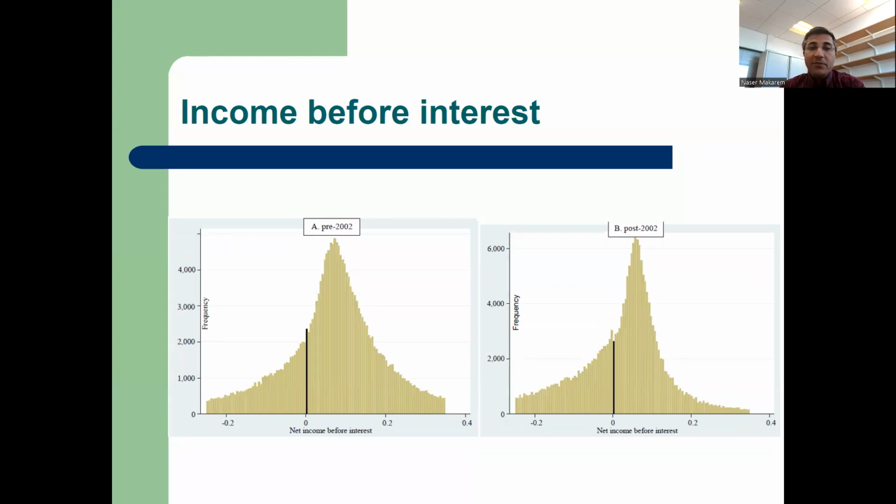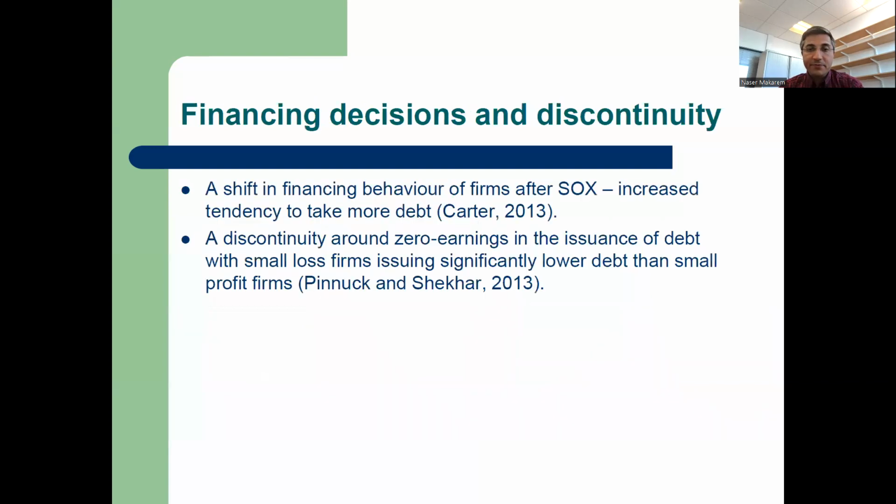But then we look at income before interest, and that is the interesting observation we made. As you can see, for both pre and post 2002, there is no discontinuity in the distribution of net income before interest, which suggests that interest expense may explain discontinuities in reported earnings.